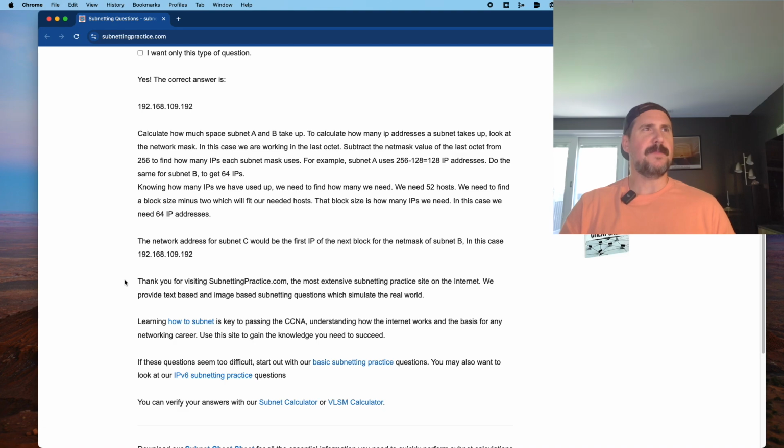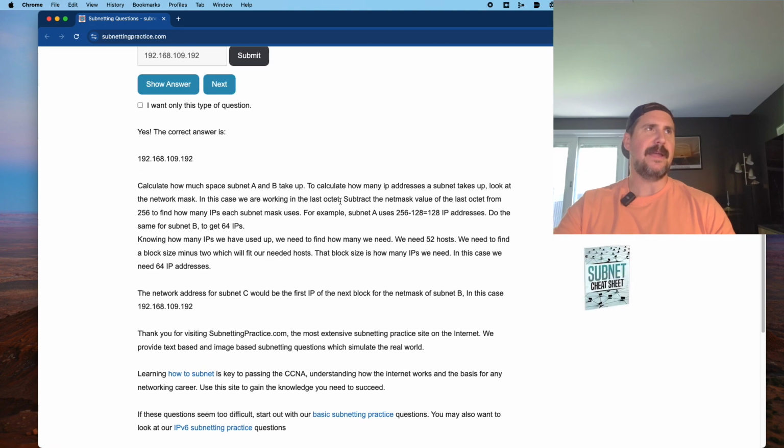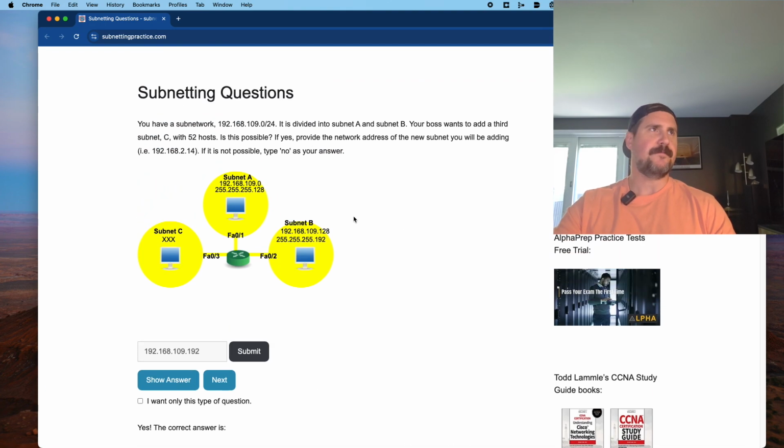The network address for subnet C would be the first IP of the next block for the net mask of subnet B. In this case, 192.168.109.192. All right, so they basically said exactly what we did, and they arrived at the answer in some slightly different ways, but I hope I explained that adequately. All right, moving on to the next one.